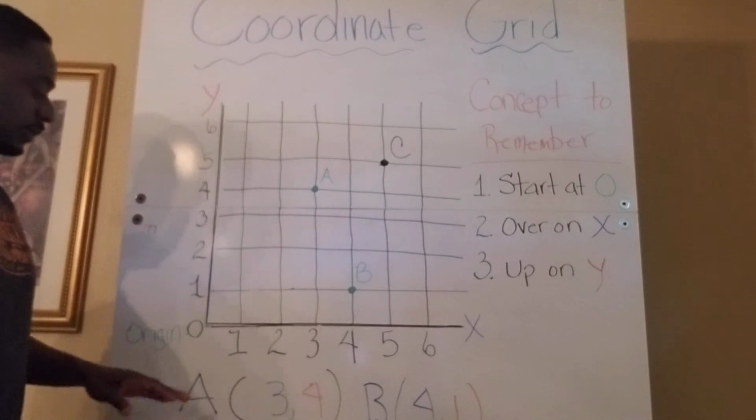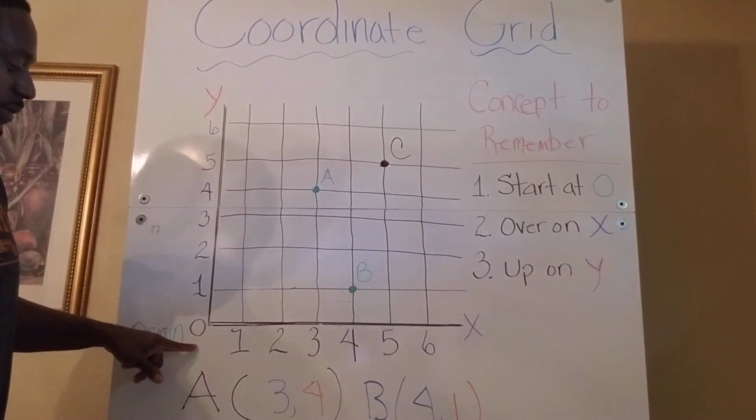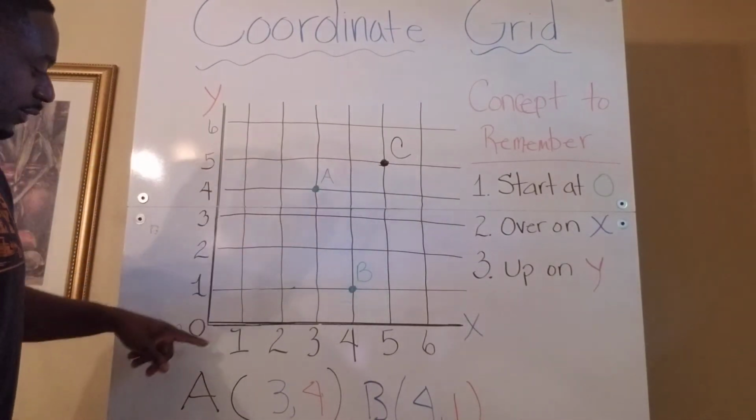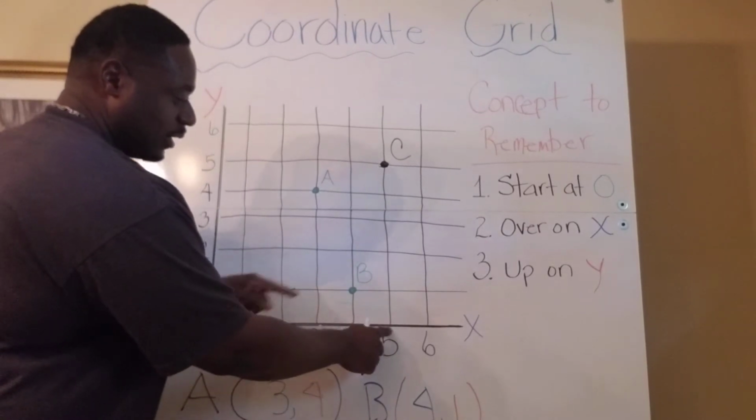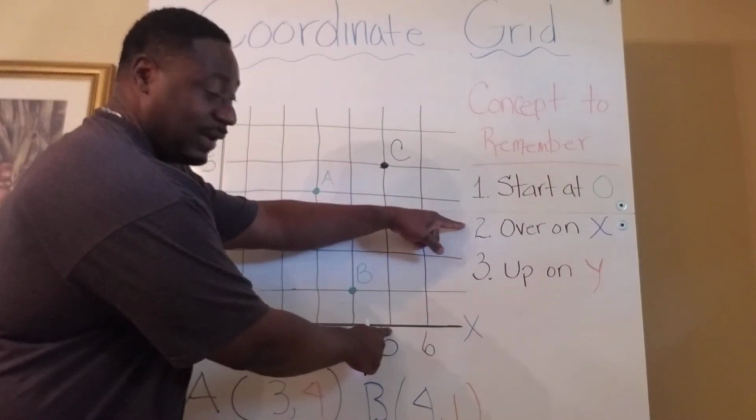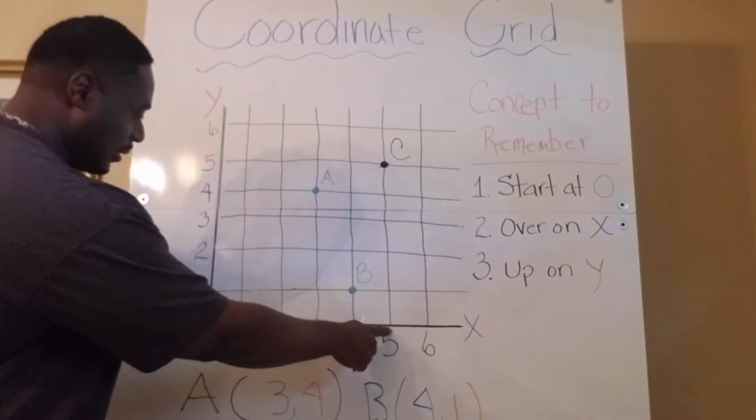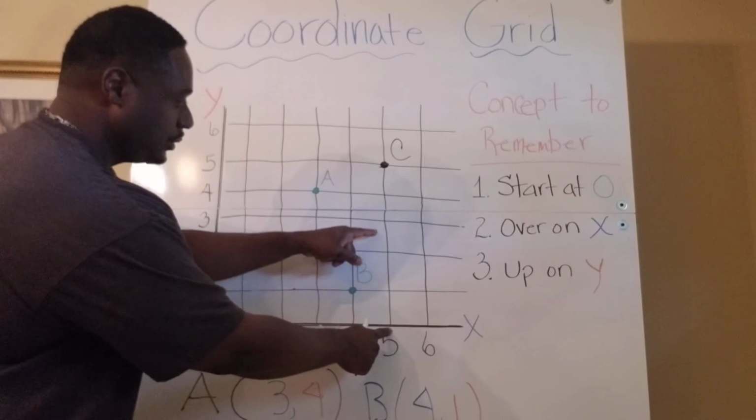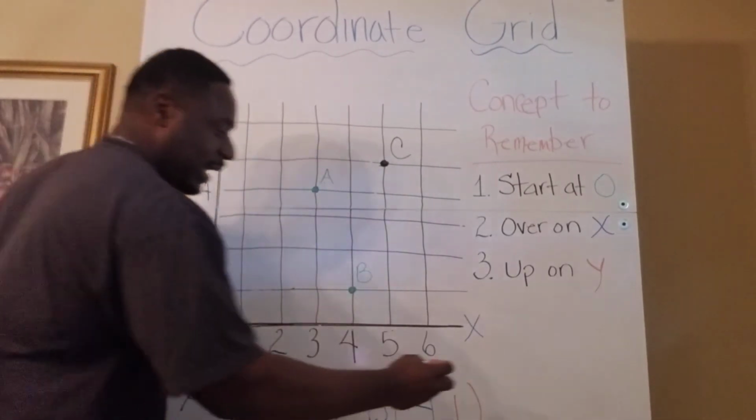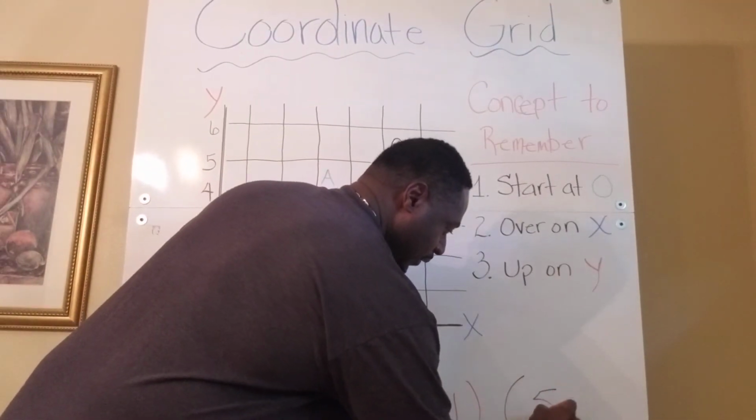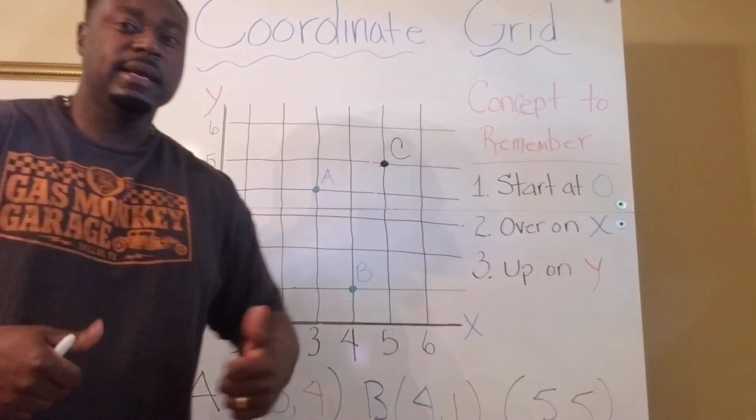All right, so if I follow this concept where I start at 0, here is C. So if I go over 1, 2, 3, 4, 5 ticks on my x-axis, I've done step 2. Now step 3, go up on the y-axis, which is here. So I'm going to go up 1, 2, 3, 4, 5. So if you have the ordered pair 5, 5, you are correct and good job.